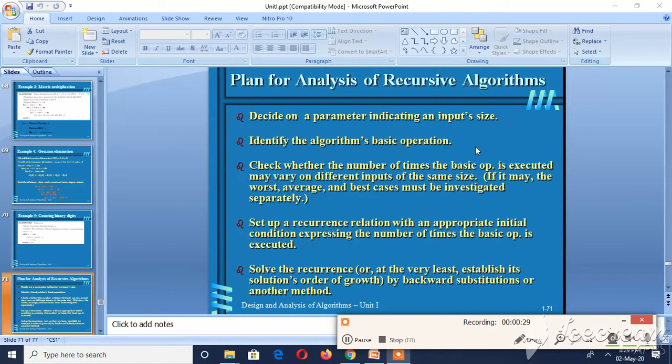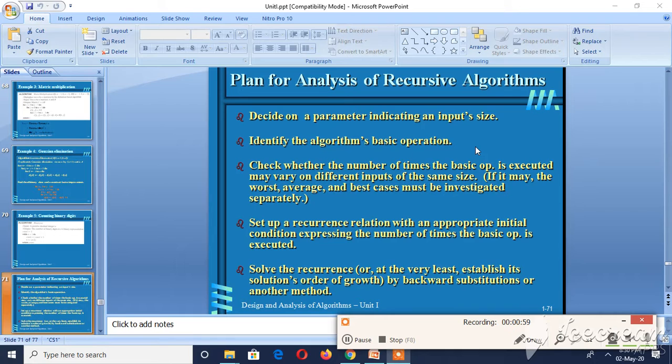So first, the basic parameter for a recursive algorithm is to decide on the input size of the algorithm. The second most important step is to identify the algorithm's basic operation. So what is the basic operation? You have to analyze the algorithm's basic operation. And third, you have to find out the number of times it has been executed, because inputs will be given of the same size or different size. You are going to analyze the inputs.